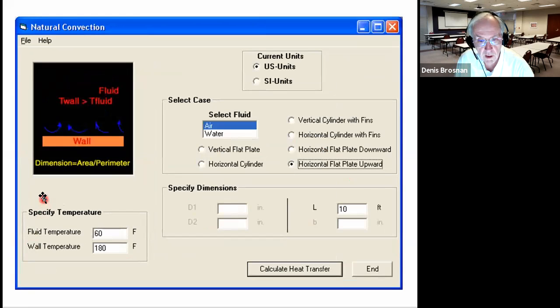Here's out of the eSolutions program, heat transfer from a horizontal plate that might represent the top of a kiln shell. And we have air out here. I've taken the same or similar temperatures. I think I took the flat plate at 180 and the air at 60 degrees Fahrenheit. Chose air as the medium and horizontal flat plate and pressed calculate.